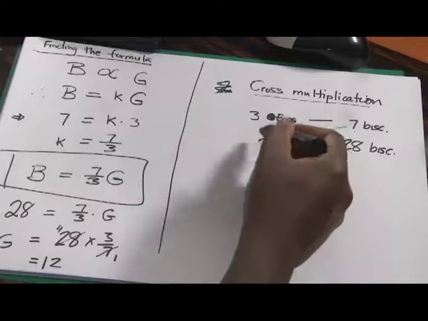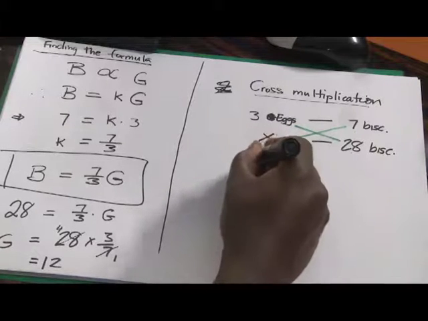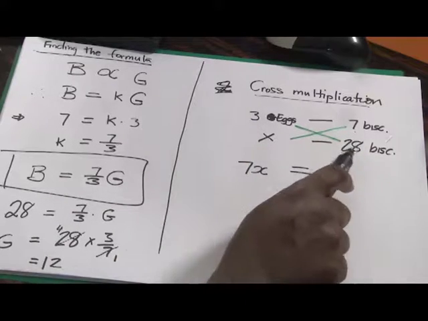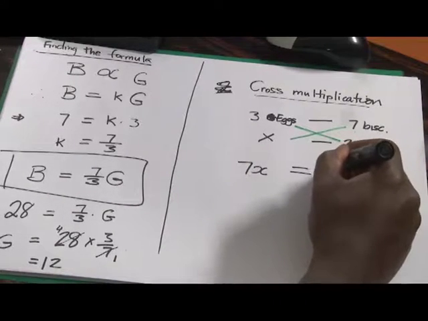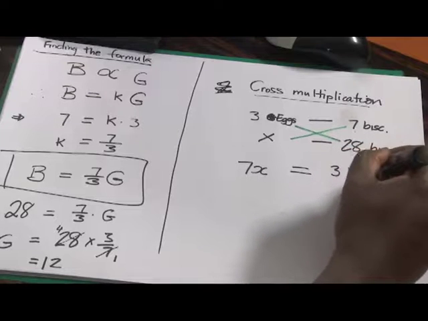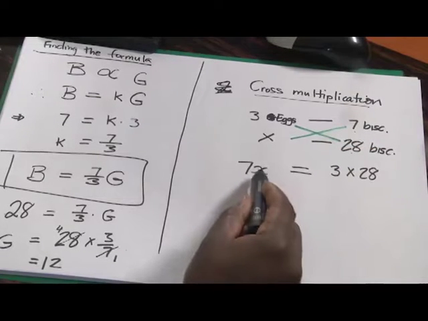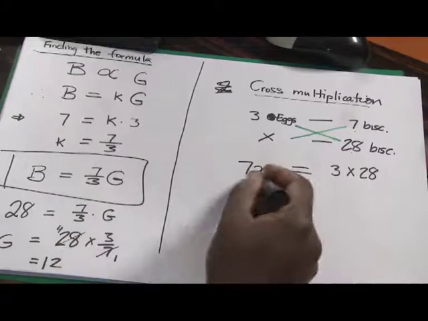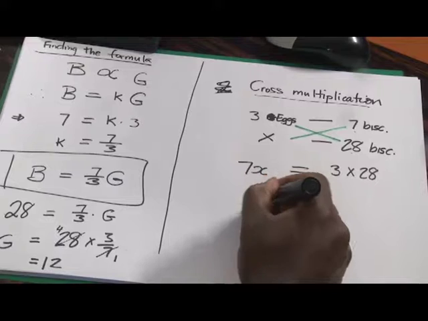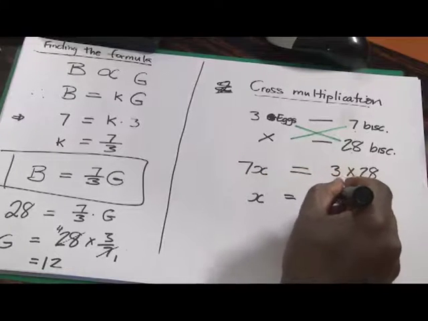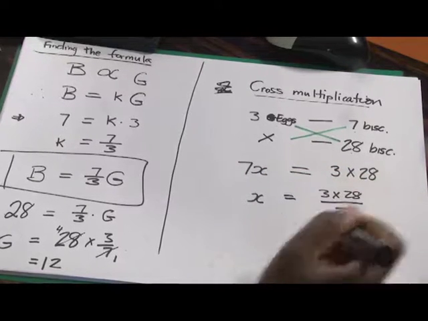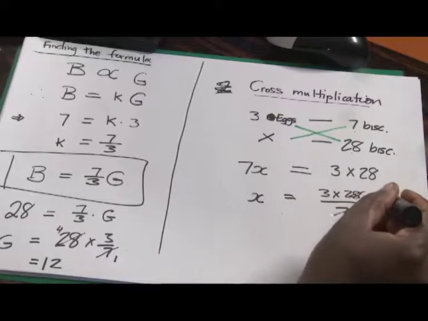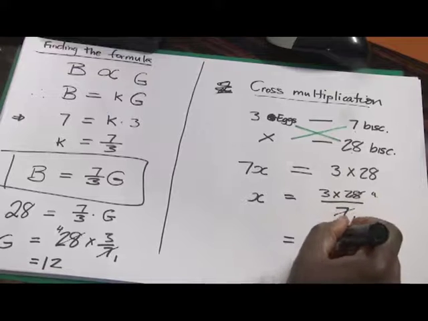So 7x will be equal to 3 times 28. Now, in order to find x, we must get rid of this coefficient in front, so we divide both sides by 7. So x is equal to 3 times 28 over 7. 7 goes there 1, 7 goes there 4. 4 times 3 is 12.